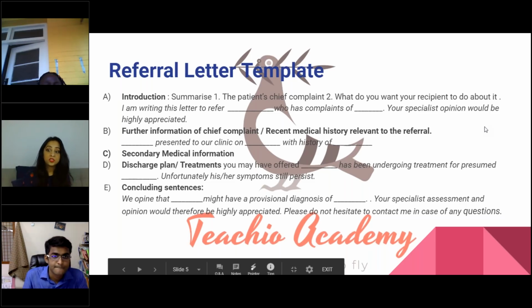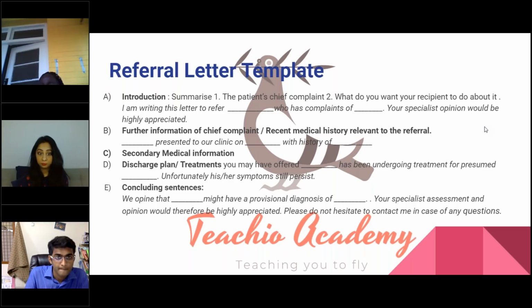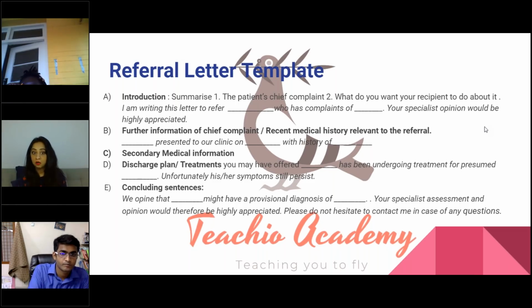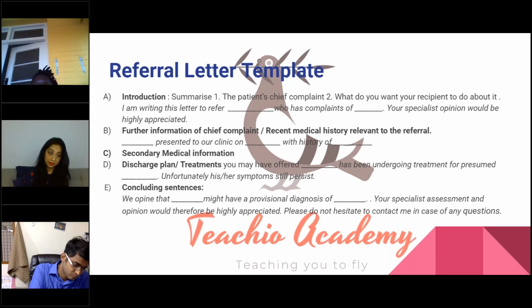So next paragraph, you start out with your discharge plan or your treatments. What you're going to do at this point is talk about the treatments that you might have given this patient before. So, nurses, if you're writing to a tissue viability nurse, you can say that this patient has been undergoing treatment for her diabetic foot in our practice. "Unfortunately," is a very good way of explaining why you need this referral. You can put in a comma after the "unfortunately." So, "Unfortunately, his or her symptoms still persist." This is a very good method of starting your fourth paragraph in a referral letter.